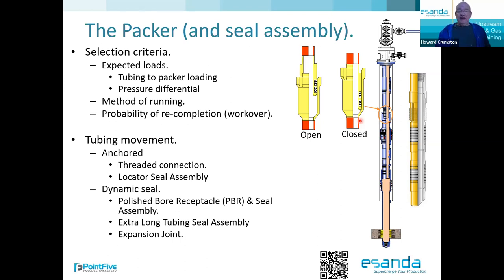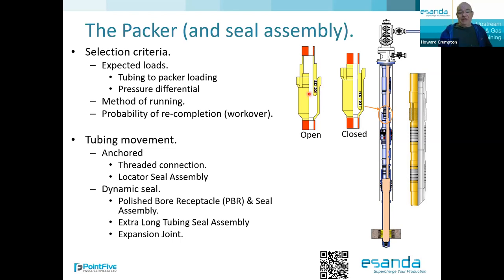In some wells, the loads coming from the tubing onto the packer will be greater than the packer or the tubing can resist. In which case, one of the get-arounds from that is to put a seal assembly. Screwed onto the top of the packer will be a seal bore, and the production tubing is stabbed into the seal bore using a set of dynamic elastomer seals. That allows the tubing to expand and contract as temperatures and pressures change, and that takes a lot of the load off the packer.